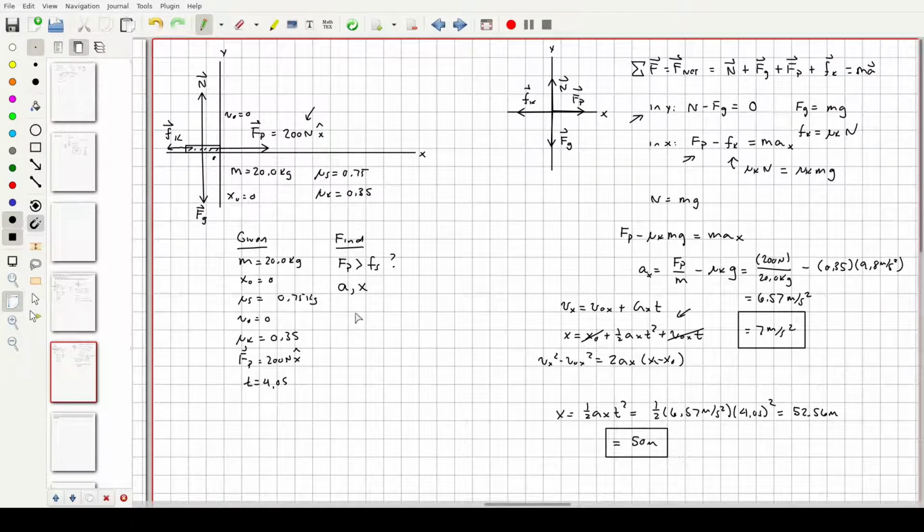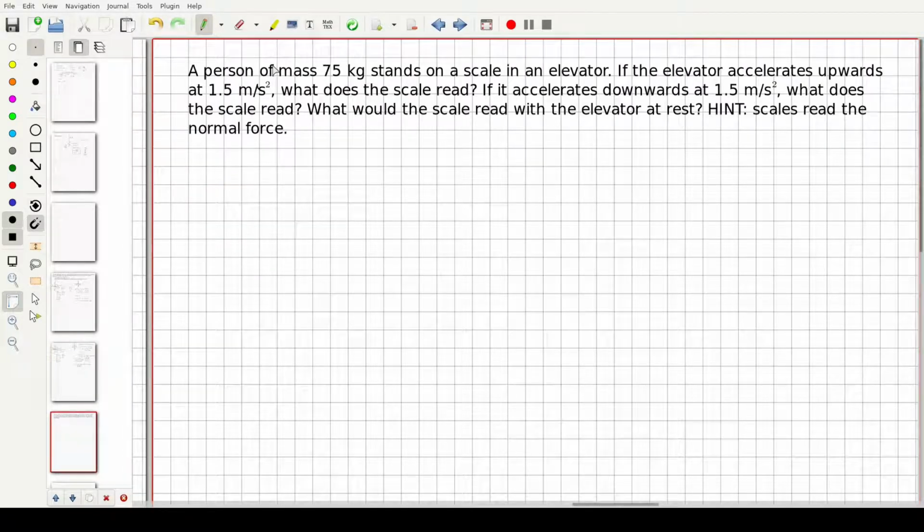So just an interesting example to show you how motion works when you have more than one oppositional force at play. We'll do another one. A person of mass 75 kilograms stands on a scale in an elevator. If the elevator accelerates upwards at 1.5 meters per second squared, what does the scale read? If it accelerates downwards at 1.5 meters per second squared, what does the scale read? What would the scale read with the elevator at rest?